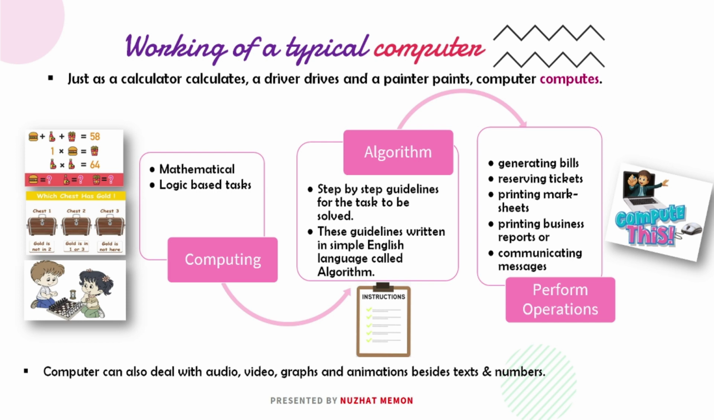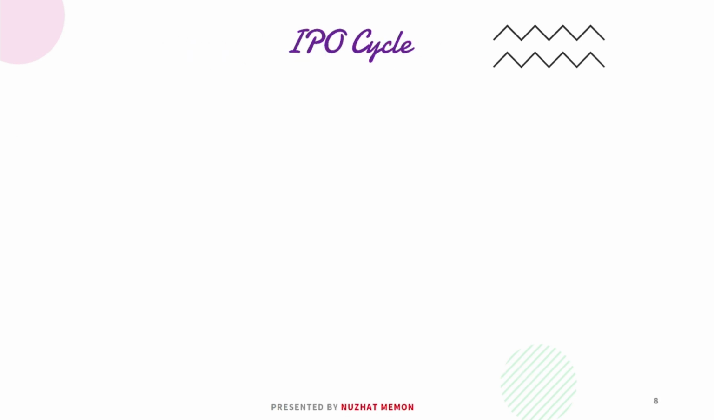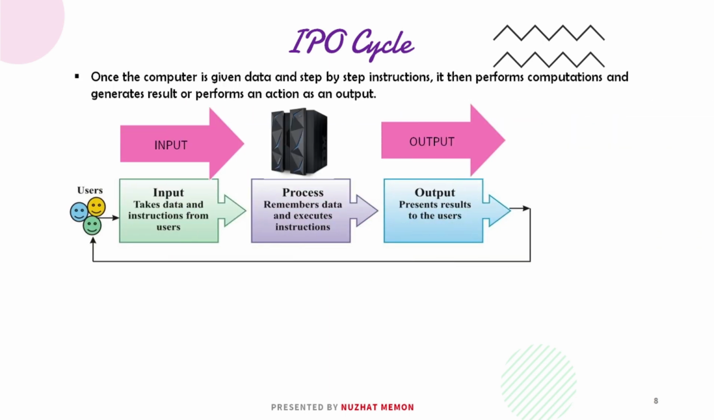But nowadays you can work out with audio, video, graph and animation beside text and number. This is going to be a great time to learn about the working of a computer. So let's start with a real life example for better understanding. Take an example of an ATM machine that we can use to withdraw our cash.